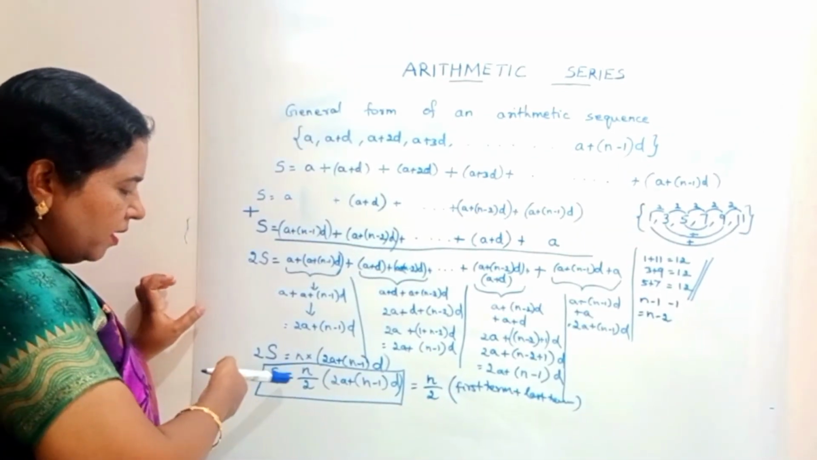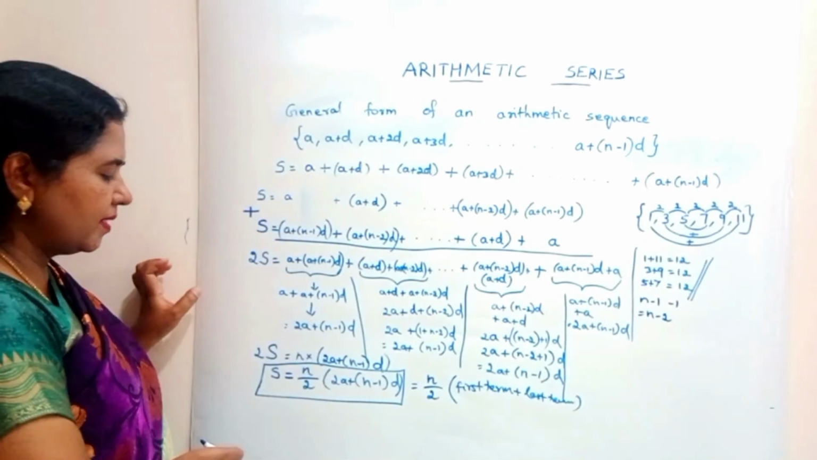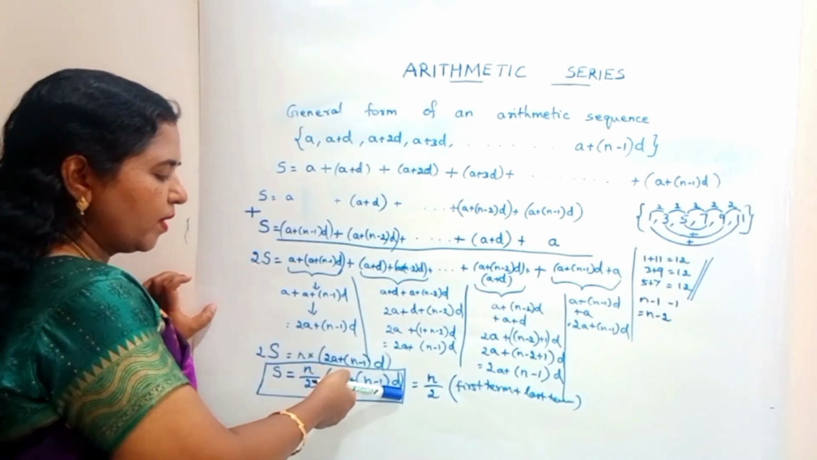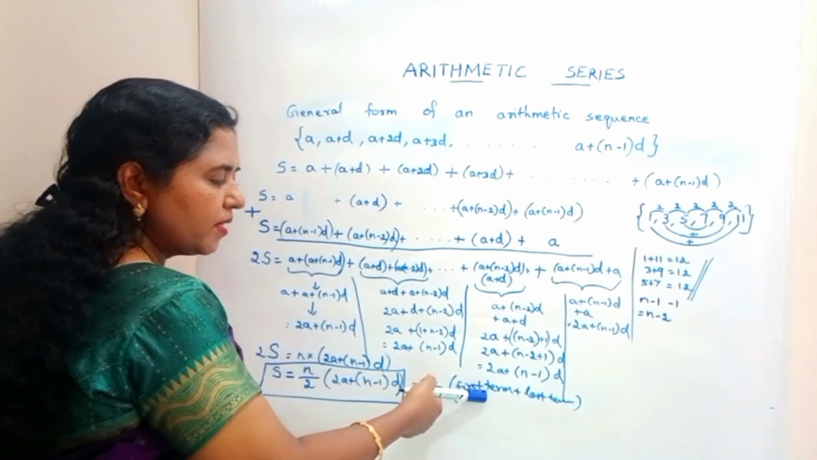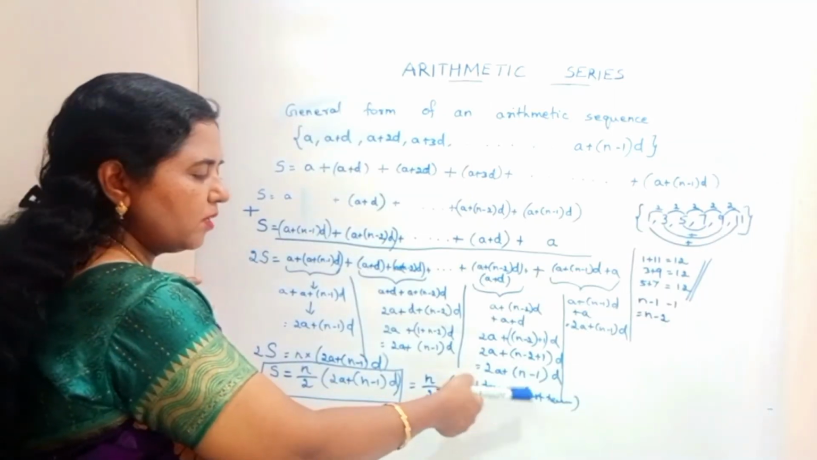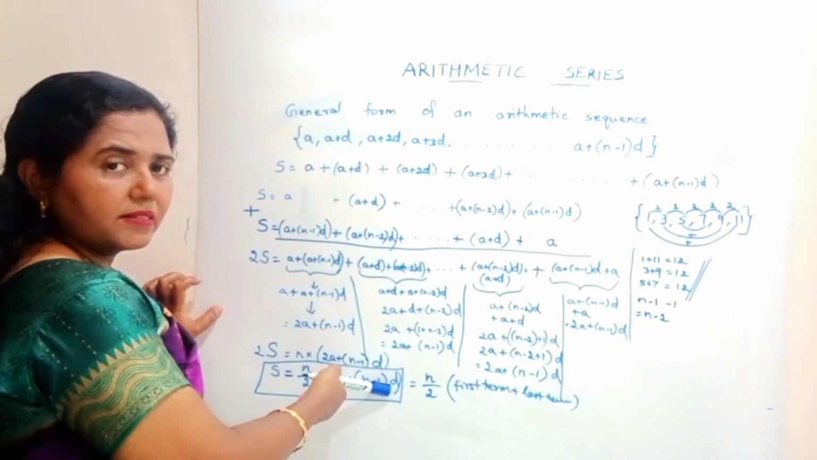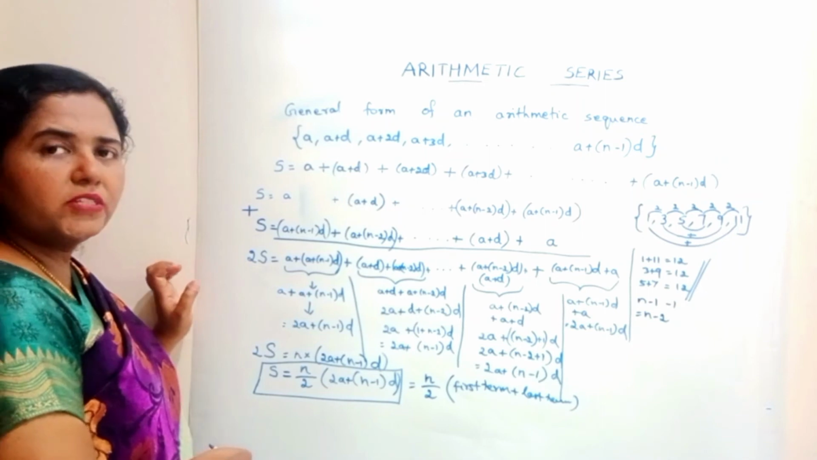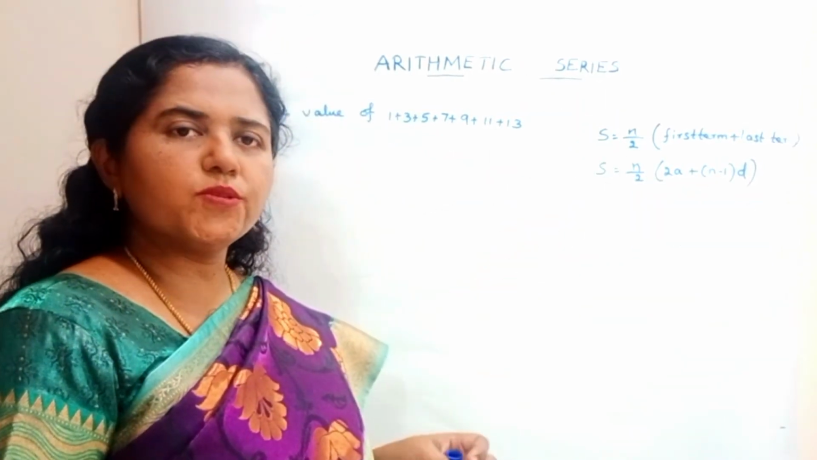So here we are having two formulas to find out the value of the arithmetic series. The first one is s is equal to n by 2 into 2a plus n minus 1 into d, or s is equal to n by 2 into first term plus the last term. When the first term and last term are given, we can use this formula, and when the first term, the common difference and the value of n are given, we can use the other formula. So according to the question, we can use any formula. By using these, we can see how to solve problems.